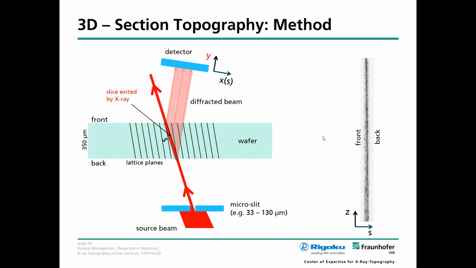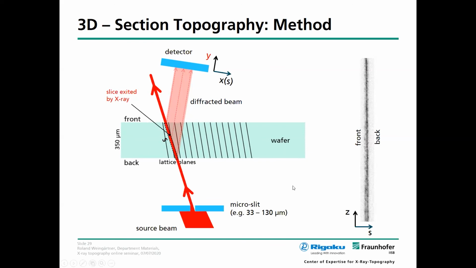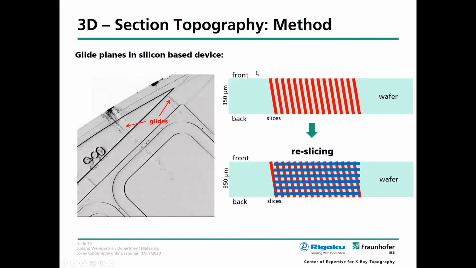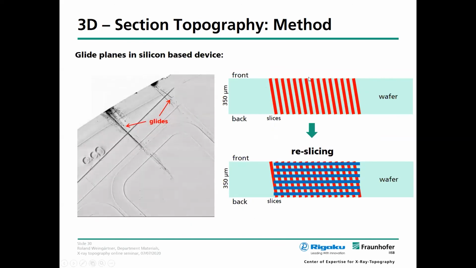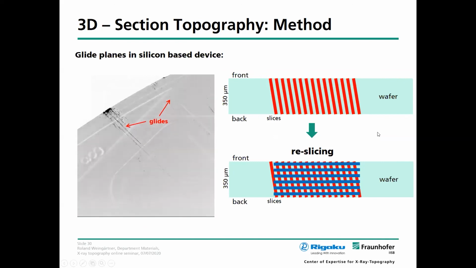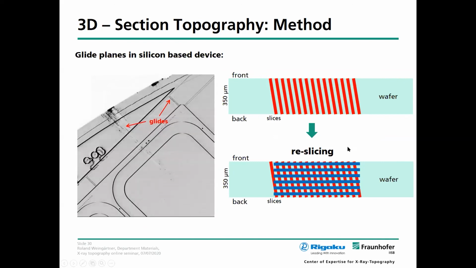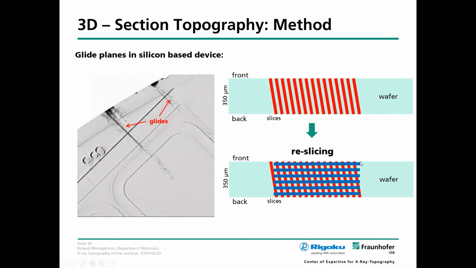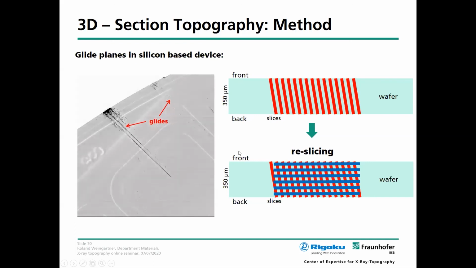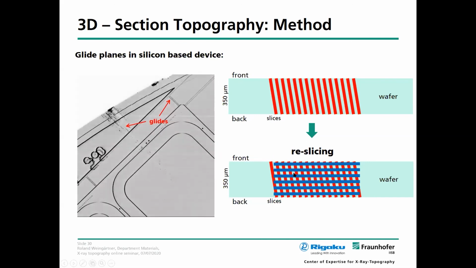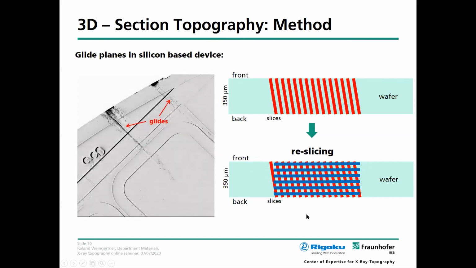And then the idea is clear. What we have to do is just to scan through the wafer. Then you have all these slices, and the rest is actually only software, with modeling. You make a reslicing with this image software, and from the front to the back, you can have slice for slice through the wafer.